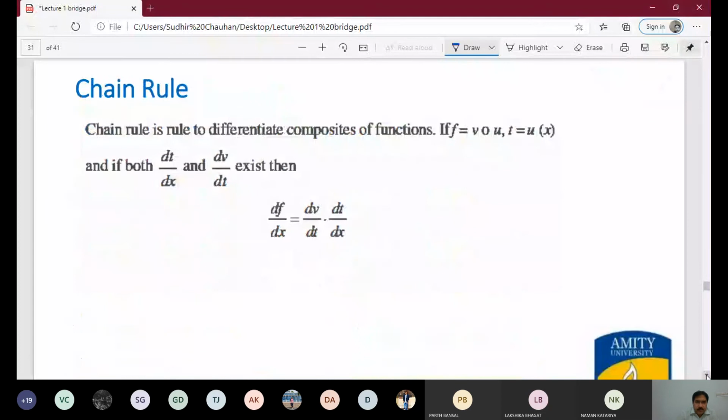Chain rule: if we have a composite function of x, and if dt by dx and dv by dt exist, then df by dx is dv by dt times dt by dx. So it should be df by dt. In that way we can write the chain rule.